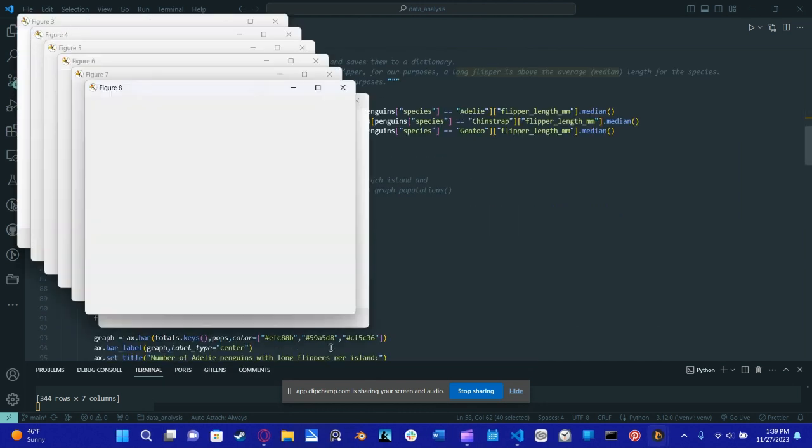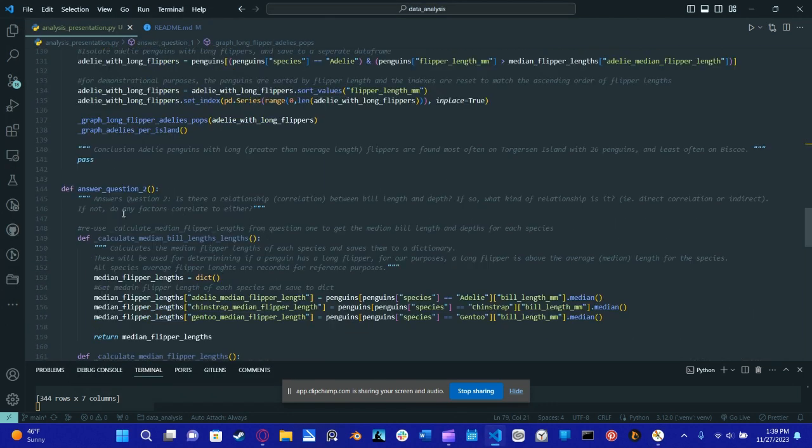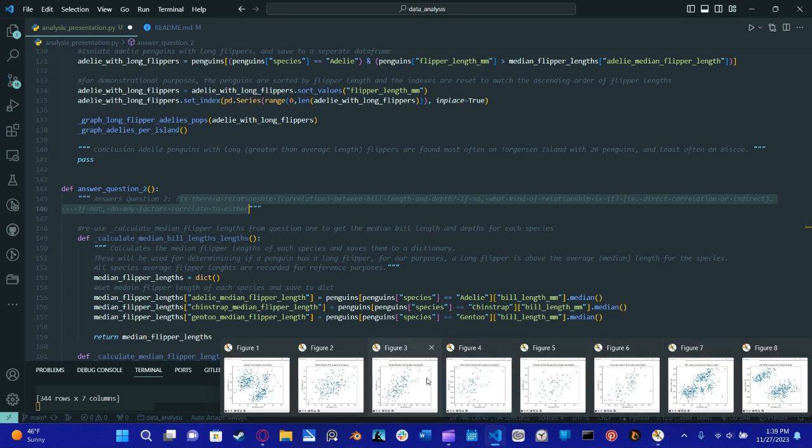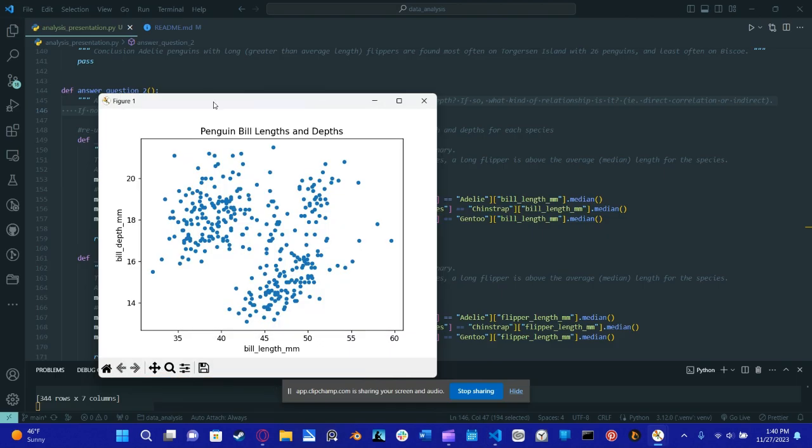Moving on to question 2, is there a relationship or correlation between the bill length and depth of the penguins? If so, what kind of relationship is it, i.e. a direct correlation or an indirect one, or even an inverse? If not, do any factors correlate to either? To answer this, I created 8 scatter plots, and we'll move through them in order.